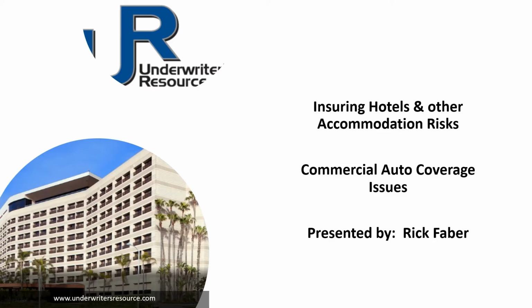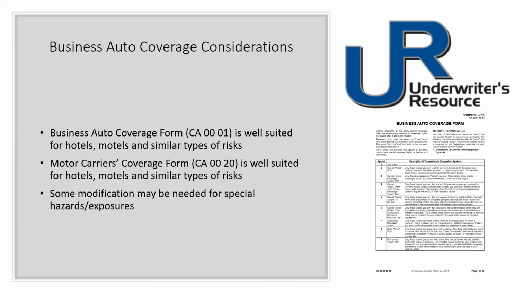In this video, we're going to spend a little bit of time to talk about commercial auto coverage issues that prop up with hotels from time to time. Both the Business Auto Coverage Form CA0001 and the Motor Carriers Coverage Form CA0020 are well suited for hotels, motels, and similar types of risk.